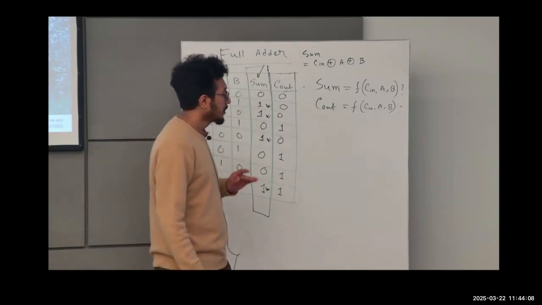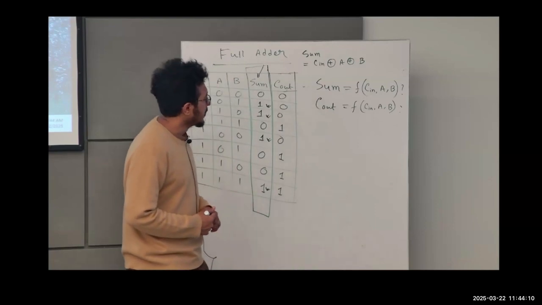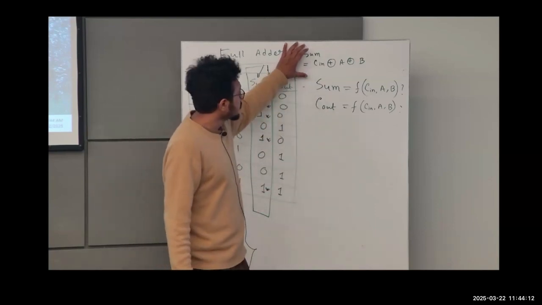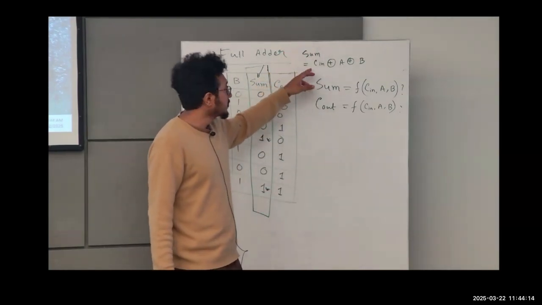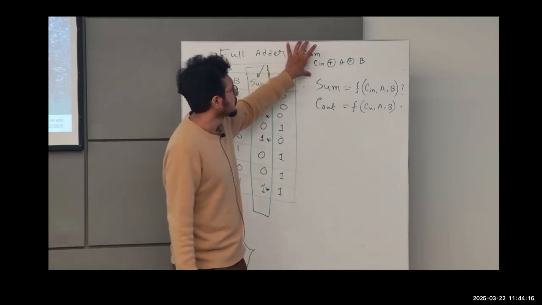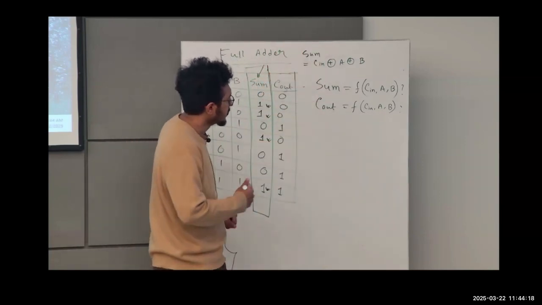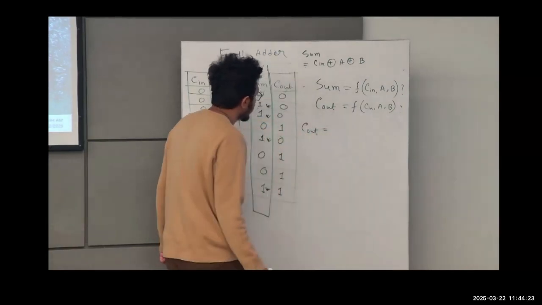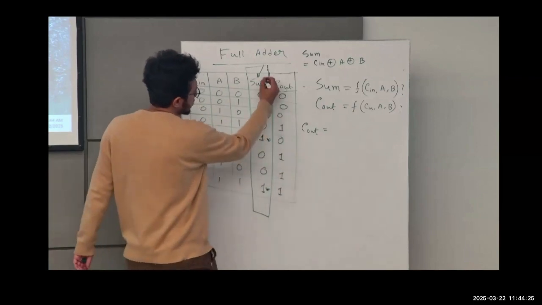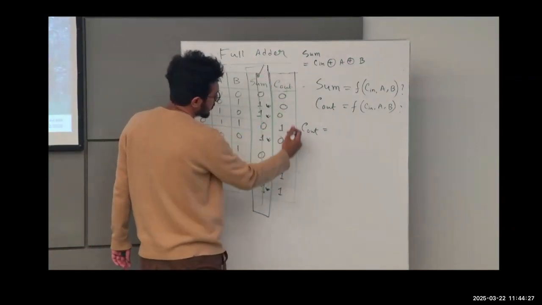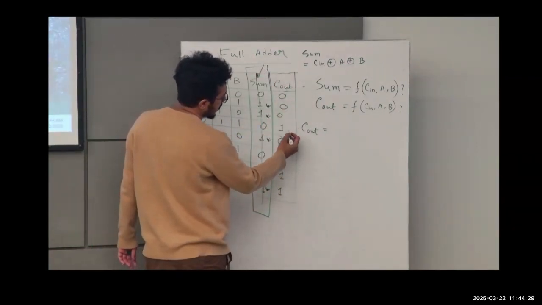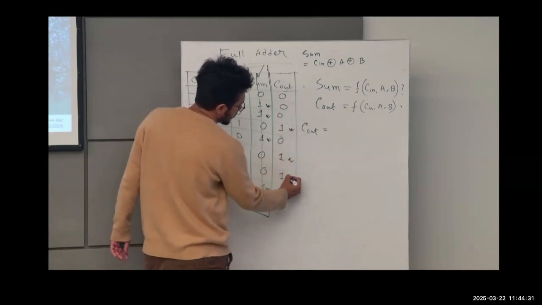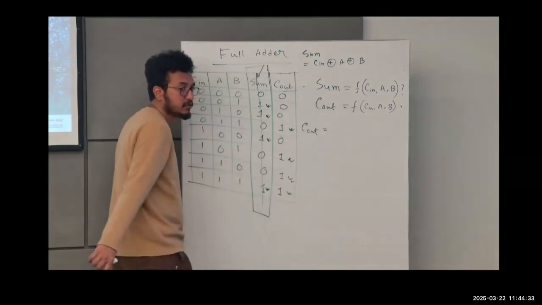So it's the same way I have deduced the Boolean expression of this sum. We can go ahead and do the same with the carry out. So how can you do the carry out? Now forget about this row. Just focus on C out. We have one here, these four combinations we have one.